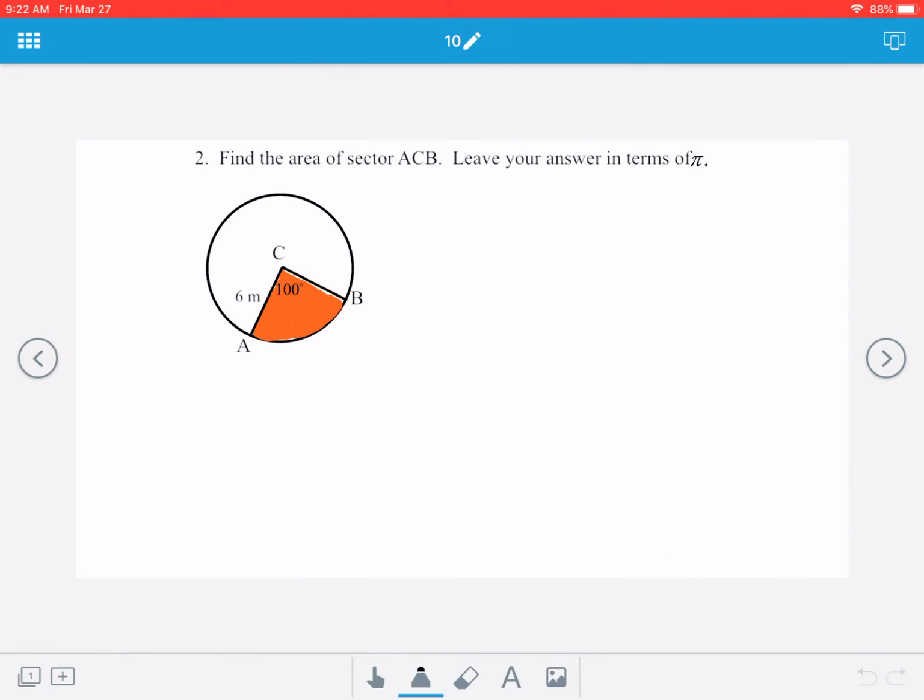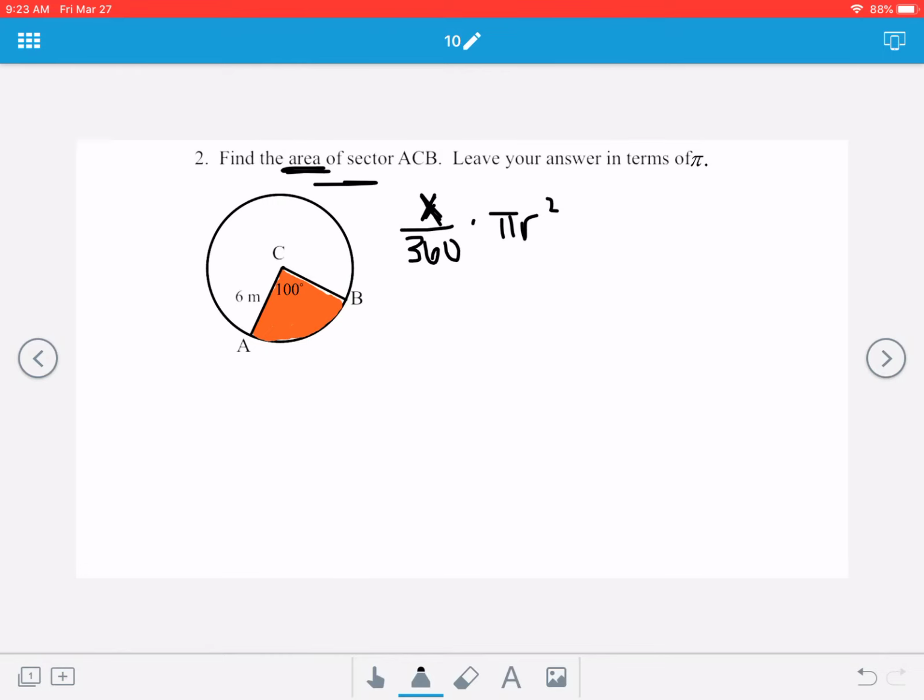Sectors here. To find the area of sector ACB, we're going to leave our answer in terms of pi. So on your notes there, you should see in the box that to find the area of a sector, you take the angle measure, the arc measure, over 360 times pi r squared. Area means we have to multiply by area. If we're doing arc length, that's when you multiply by circumference.